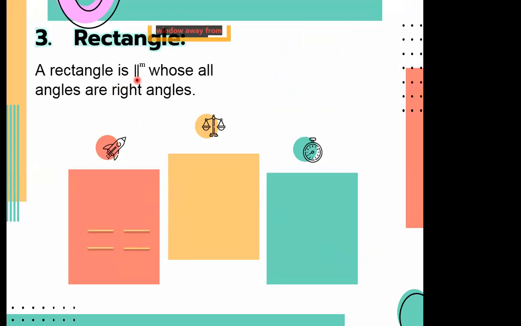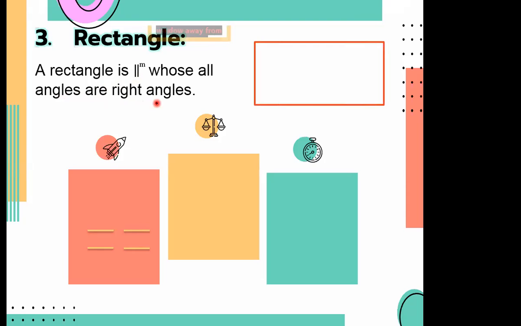Why is it a parallelogram? Because it is a figure which is bounded by four straight lines. But how will you define a rectangle? A rectangle is a parallelogram whose all angles are right angles, meaning all the angles will be equal to 90 degrees. If all the angles are 90 degrees, you will say that the given figure is a rectangle.